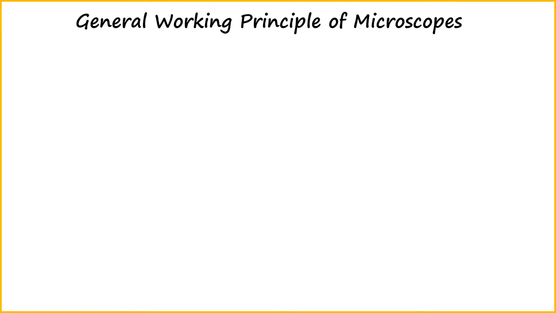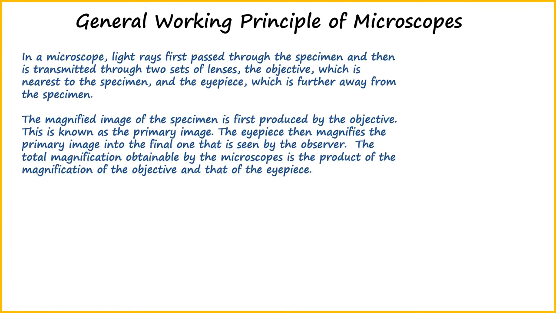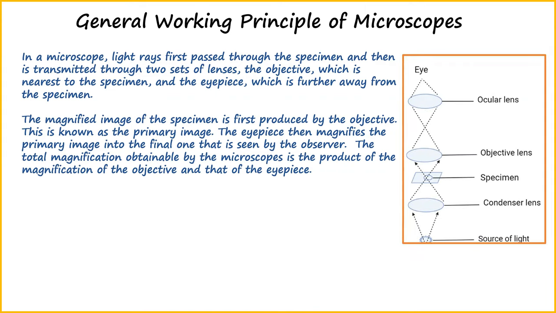Now we'll talk about the general working principle of a microscope. In a microscope, first the light ray passes through the specimen. Here you can see in this image, here is the light source. It passes through the specimen. Then it's transmitted through two sets of lens, one lens and two lens. The objective, which is the nearest to the specimen, this one is the objective lens, and the eyepiece, ocular lens or eyepiece lens, which is farther away from the specimen.